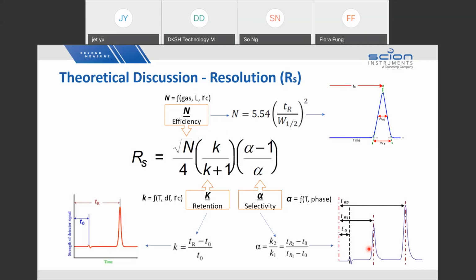Based on these, you're able to get the resolution overall. So you have to manipulate all of these. Retention and alpha are closer to the retention times. The retention time and the factors are all hidden inside the formulas.